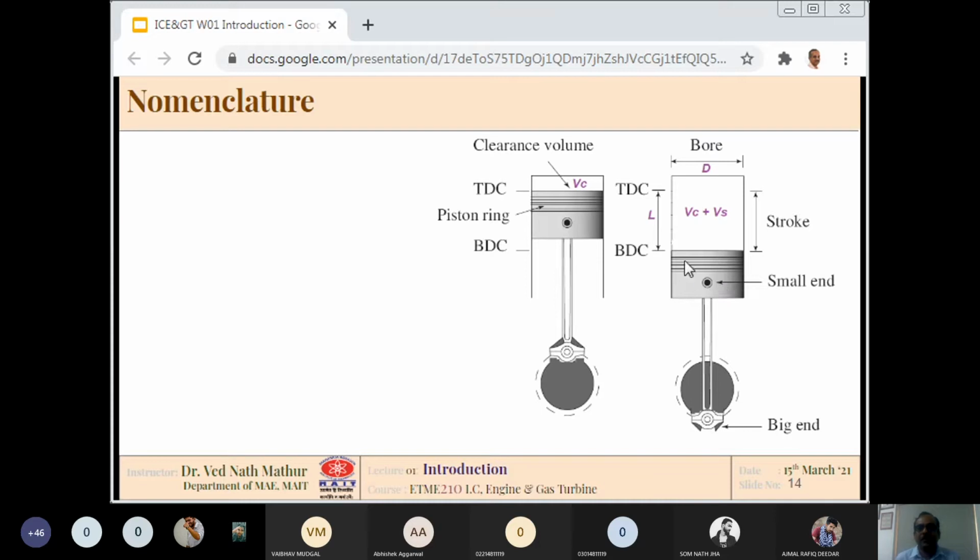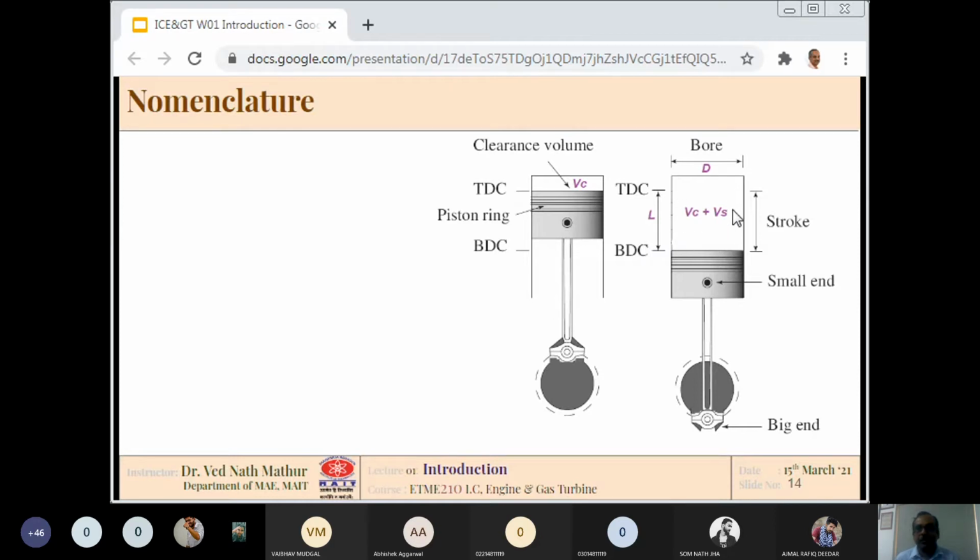Now these two positions have a specific name. You can see here it's written TDC on the left side of the top left figure. So this is called top dead center. It's the top position of the piston, and when the piston moves towards the bottommost position, it's called BDC. In the right side figure, the distance between TDC and BDC has been marked as L. This L is called the stroke length of the piston, the stroke of the piston.